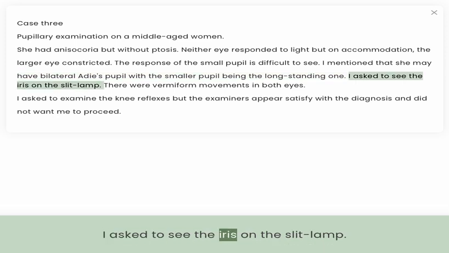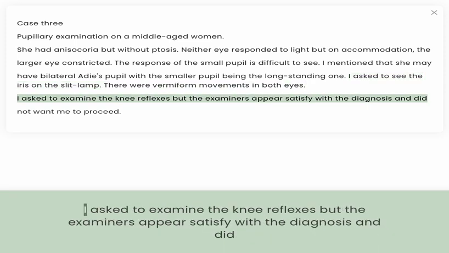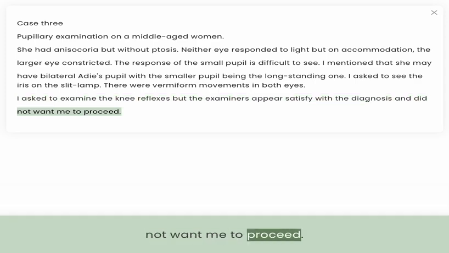I asked to see the iris on the slit lamp. There were vermiform movements in both eyes. I asked to examine the knee reflexes, but the examiners appeared satisfied with the diagnosis and did not want me to proceed.